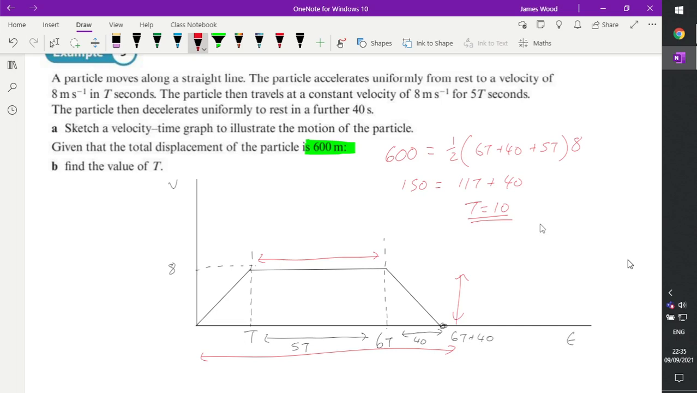Is just using facts for areas of shapes. Okay, especially trapeziums come up a lot. And it's much more efficient to use a trapezium than it is a rectangle and a triangle. And I think, yeah, my main tip here would also just be drawing a really clear velocity time graph, even if they don't tell you to.